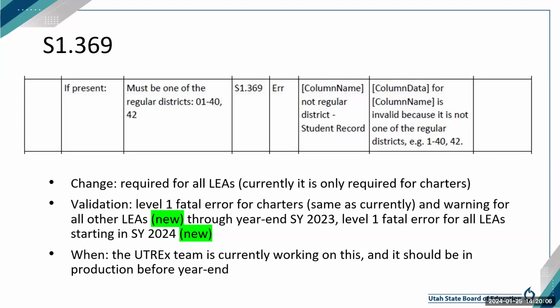This one is similar to the last one. If you did put in a district of residence in that field, it has to be a valid value. It's the exact same as the last one: in the past, it's always been required for charters, and that is still the case, and it will still be an error if you enter an invalid value for charters. For everybody else, it will be put into production in the next month or so. However, it will only be a warning for districts through year end. And then next year, it becomes an error for everybody.